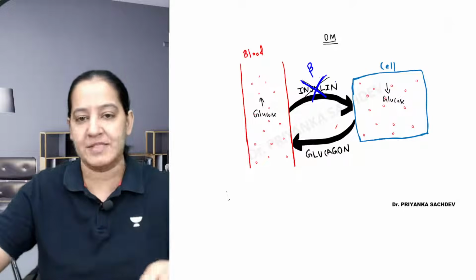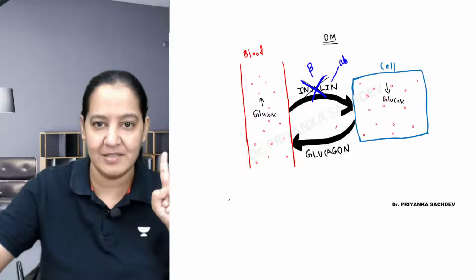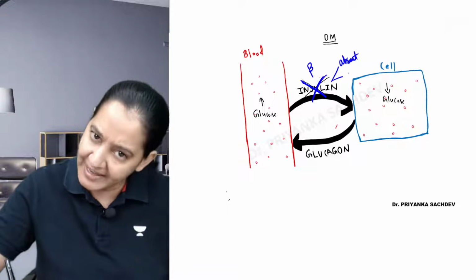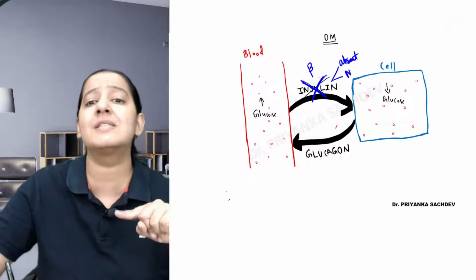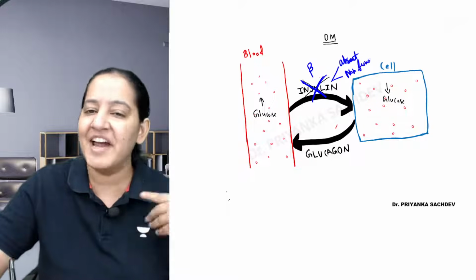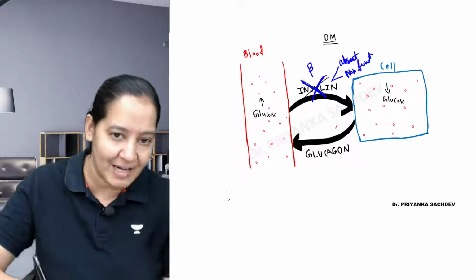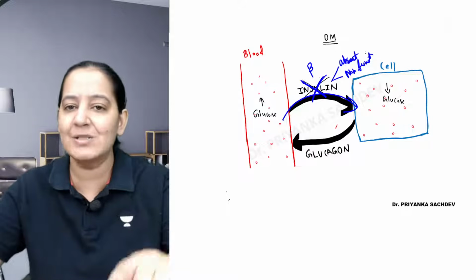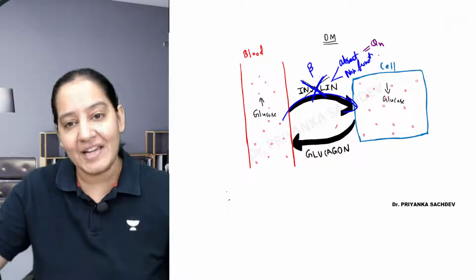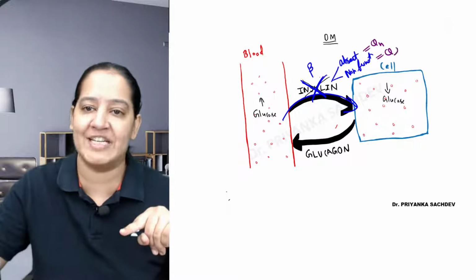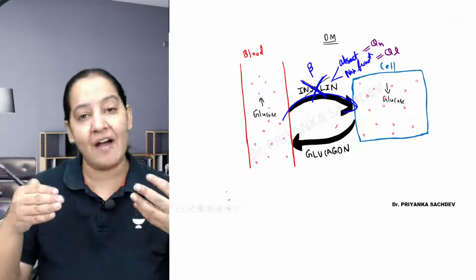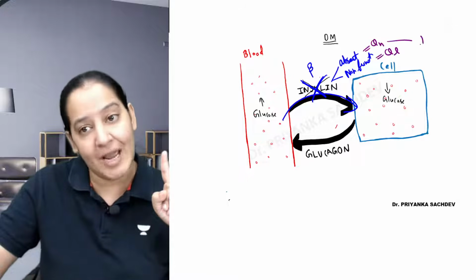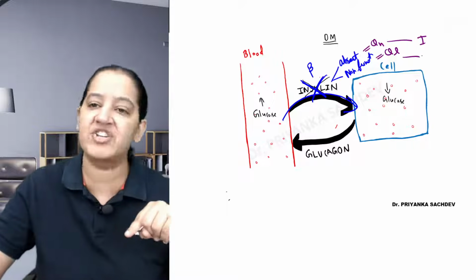There can be two problems. Either the insulin is absent. It is absent because the beta cells are destroyed and there is no insulin in the blood. Or it is present, but it is non-functional. It cannot show its function. It is present, but it cannot take the glucose from blood to cell. So the absence is known as quantitative defect and non-functionality is known as qualitative defect. So insulin can have two defects. Both can result in diabetes. So insulin is absent in type 1 diabetes and insulin is non-functional in type 2 diabetes.